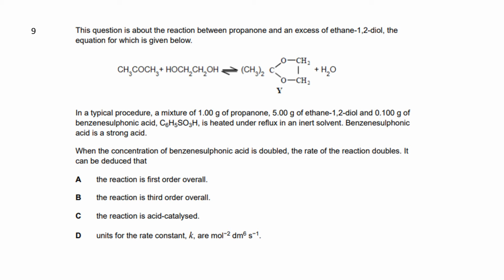Right, so there's a lot of information in question 9. It told us that we've got propanone, it's reacting with this diol here, and we've added this. Now this benzene sulfonic acid is not in the overall equation. When the concentration of it is doubled though, the rate doubles. So does that mean it's first order overall?